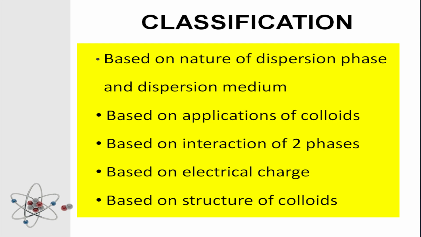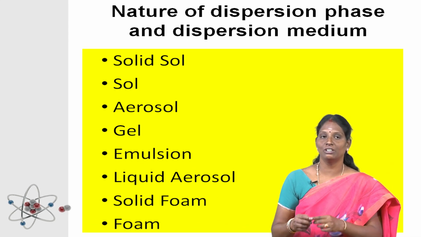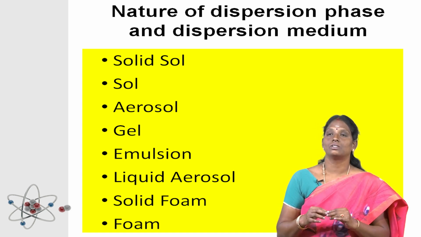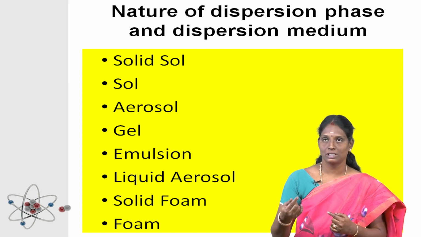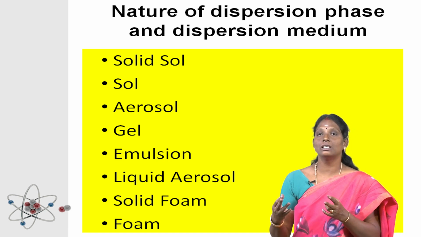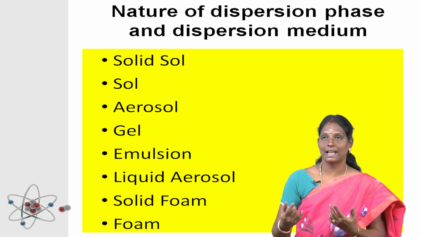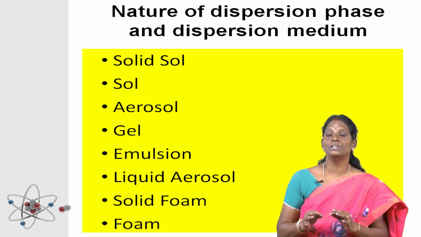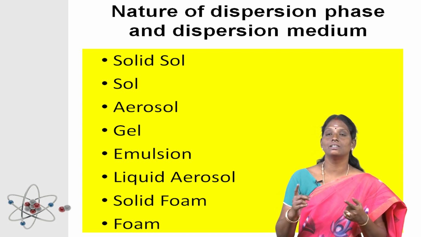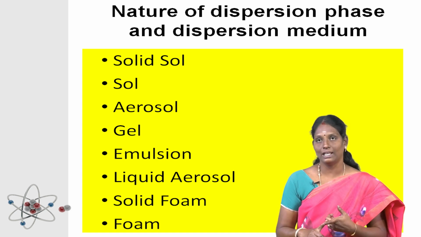Based on the nature of the dispersed phase and the dispersion medium, colloids are classified into 8 types. When the dispersed phase is solid and the dispersion medium is solid, it is called a solid sol. Examples are alloys and glasses. When the dispersed phase is liquid and the medium is solid, it is called a sol. Examples are paint and ink.